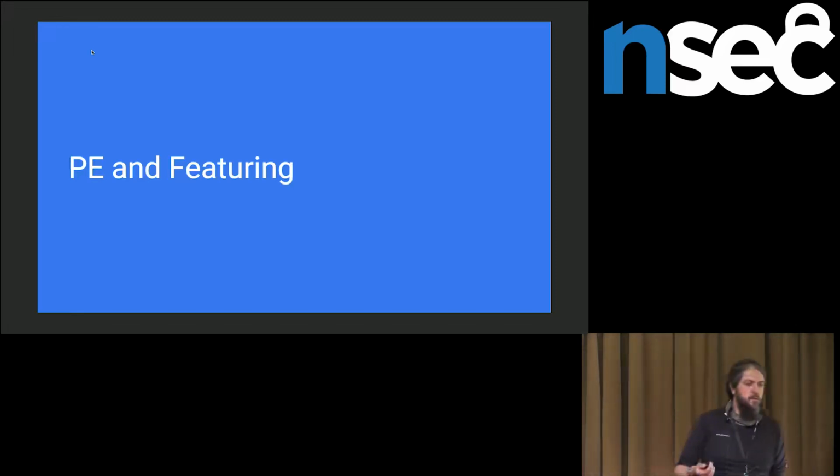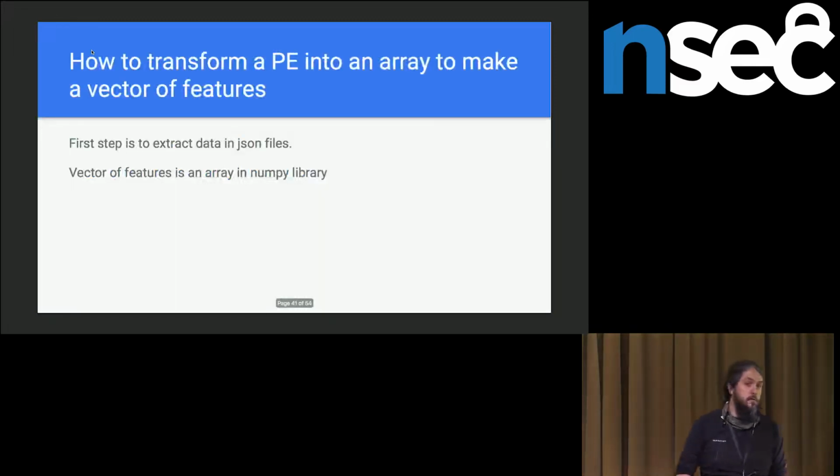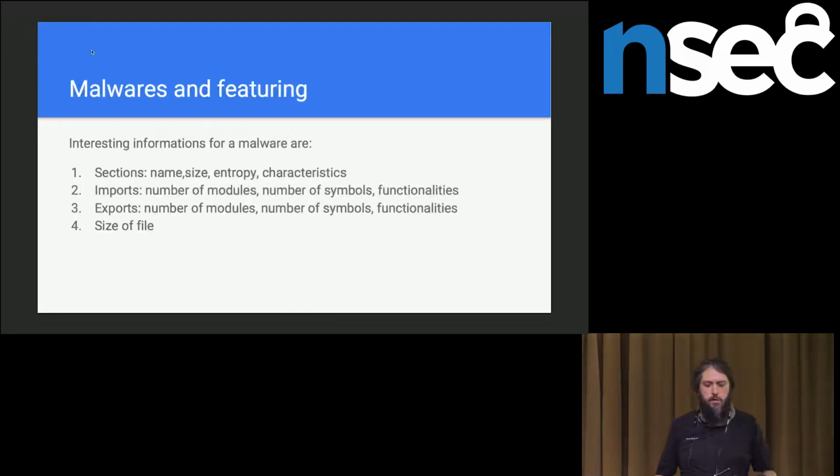Very interesting information in the features for a malware is the sections: the name, the size, the entropy of a section. If you have a high entropy, the malware can be packed or can be crypted. Then the imports: the number of modules, the number of symbols, different functionality, like network, encrypting files, opening processes. The exports and the size of the file. So we make a first, naive vector of features: size of file, number of sections, median of entropy, number of imports, and number of exports.